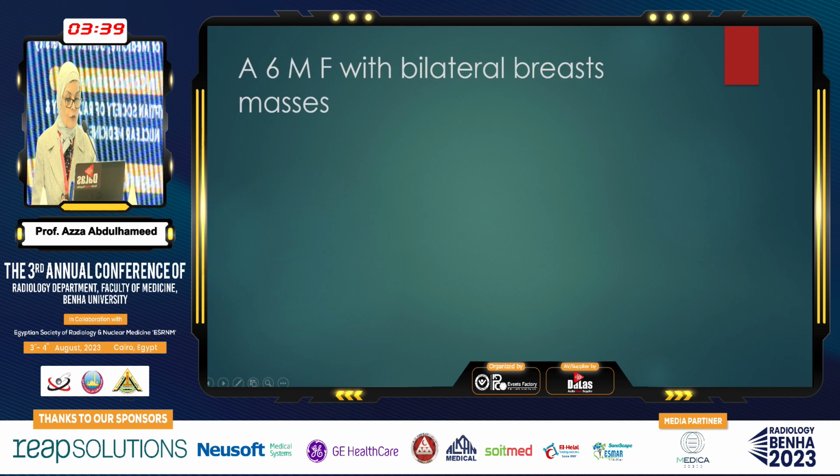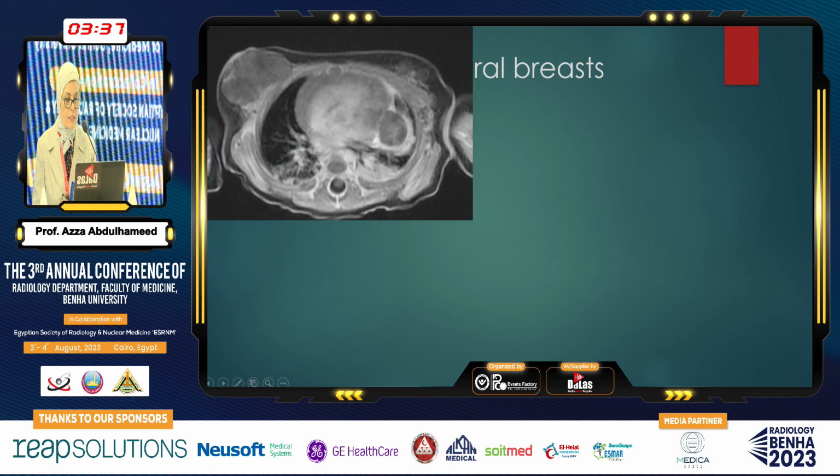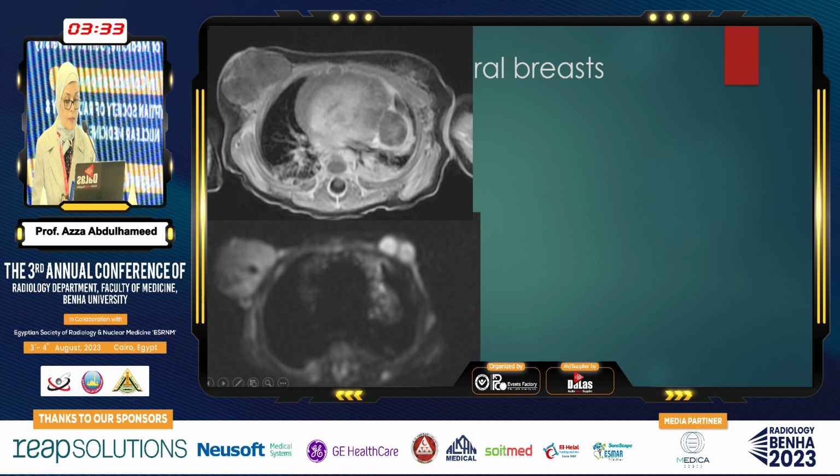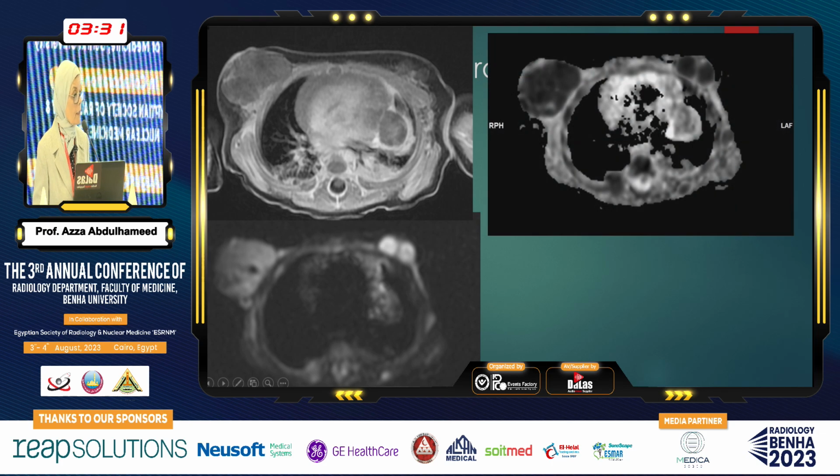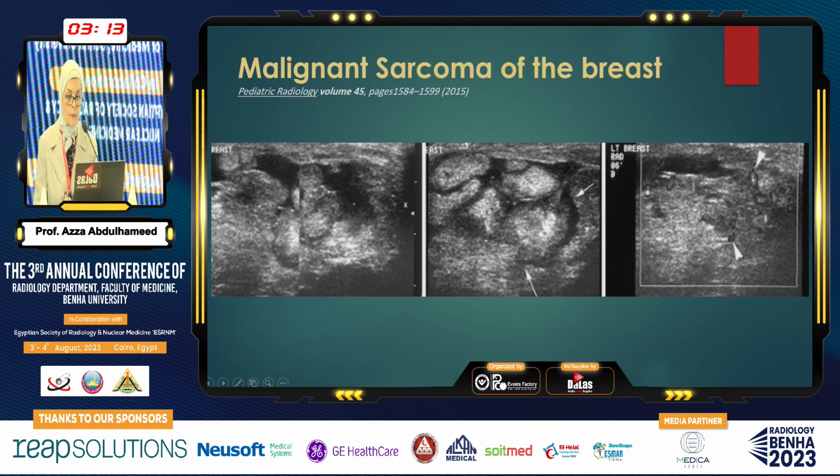A 6-year-old female with bilateral breast masses, rim-enhancing bilateral breast masses, okay, with, you can see here, diffusion restriction. Look at other lesions in the chest wall also. Okay, that was metastatic from what? What is the most common? Yes, neuroblastoma is the most common primary. Malignant sarcoma of the breast.